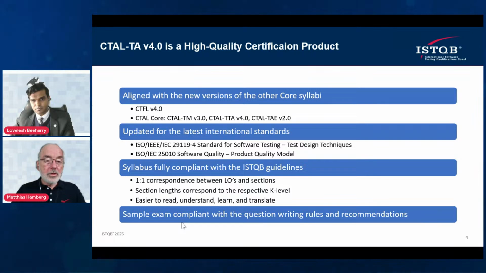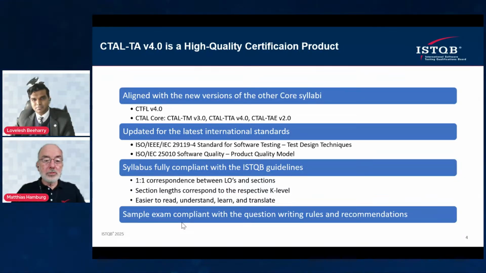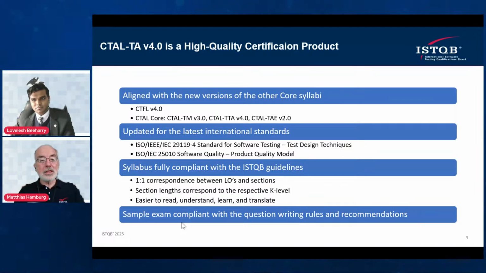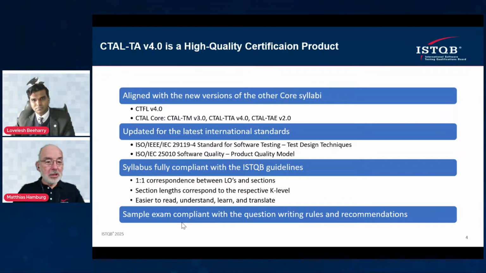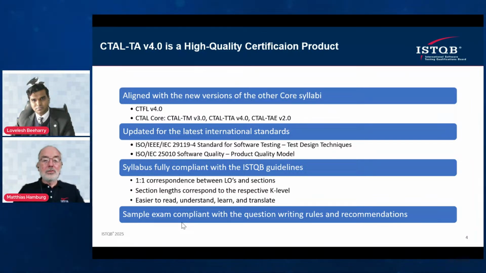And on the other side, ISTQB, as you mentioned, has evolved in its didactic quality. So we have new guidelines. We need a one-to-one correspondence between learning objectives and the sections to make it easier to understand what to learn for a certain learning objective. The section length has to correspond to the respective level of cognitive knowledge, such that trainers can dedicate a limited amount of time for the training, and it's easier to read.